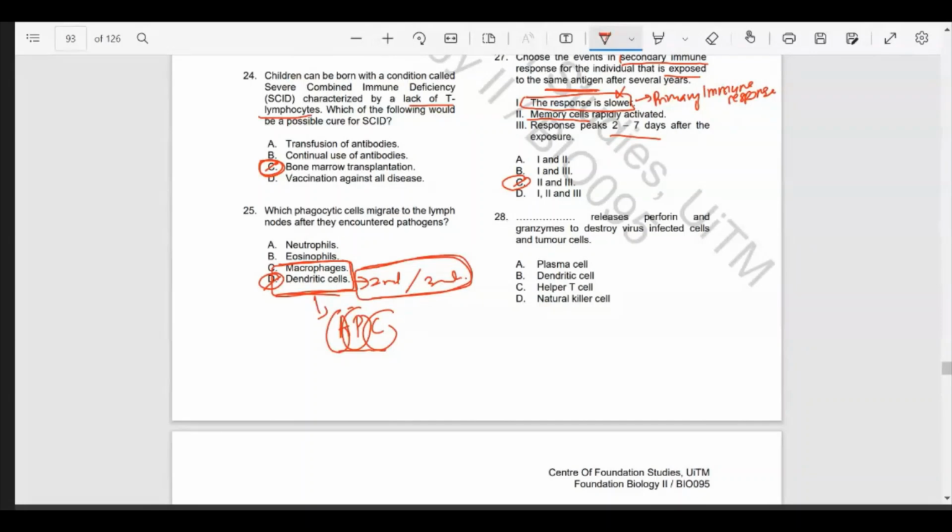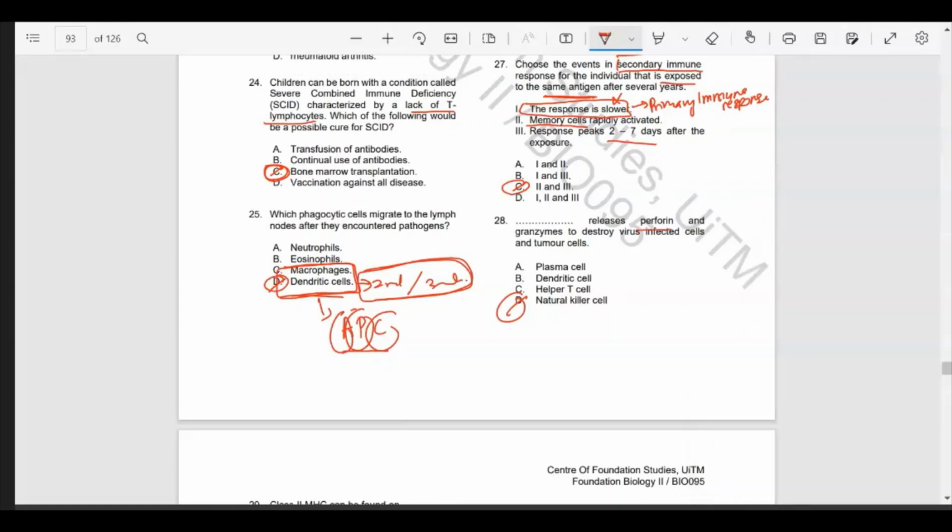For 28, my answer is D, natural killer cell. What is the function of perforin released by natural killer cell? Natural killer cell kills or destroys infected body cell or tumor cell. So what is the function?